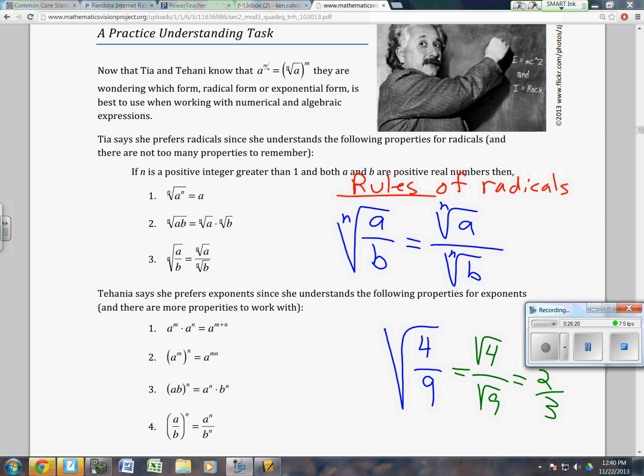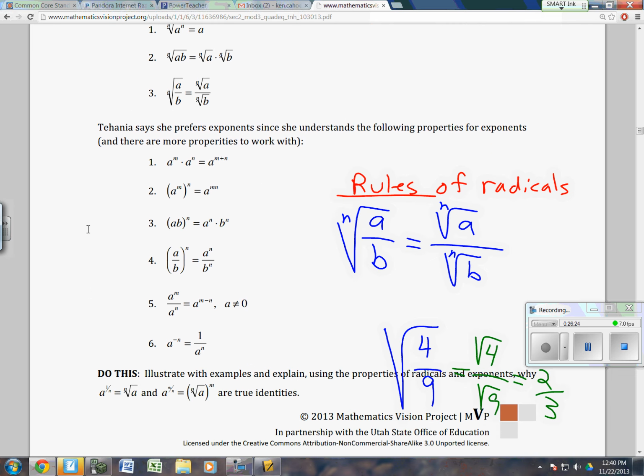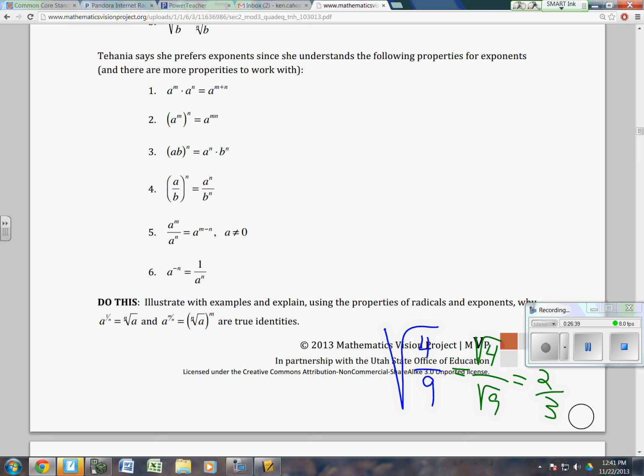Now, going up right here, it says Tahanya says she prefers exponents since she understands the following properties for exponents. Now, these are the rules that we've all gone over, but I want you guys to have them in your notes. So I want everybody to write these rules down. I'm going to make them bigger. We all know these already.